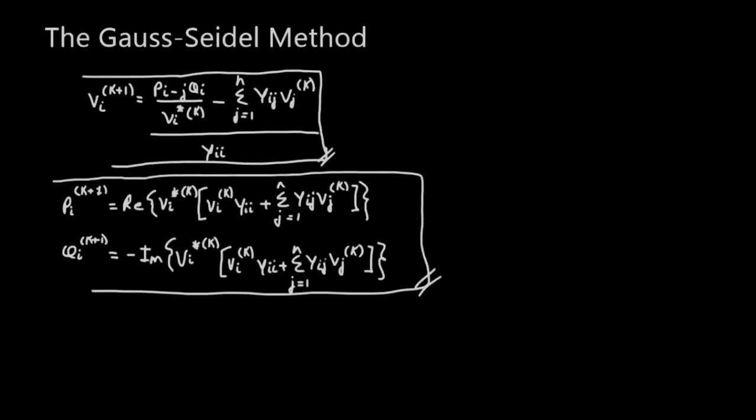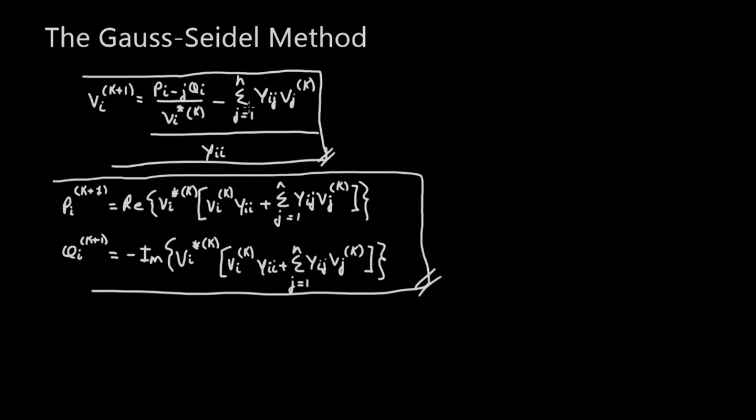Alright, so we derived the equations for the voltage and the real power and the reactive power for the Gauss-Seidel method, which are shown over here. And of course they're in terms of the real power, reactive power, the bus voltages, and the admittances of the transmission lines that connect buses and of generators in the system.